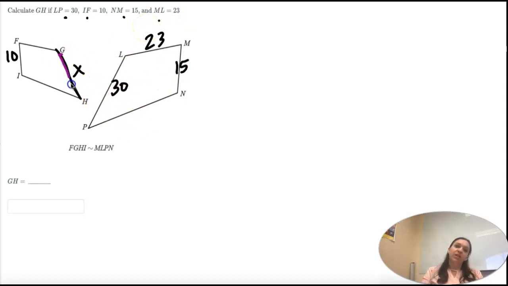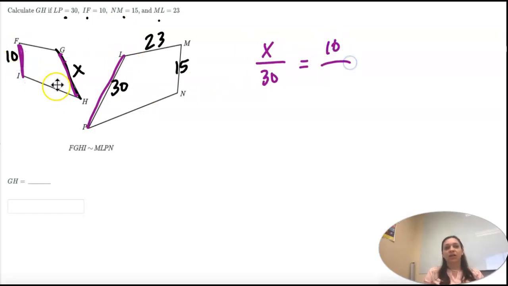We definitely need X. So this is flipped. What side goes with X? It's not 15. It's the one that slants down. So X goes with 30. Make sure you align your sides. And then 10 goes with, going across, 15. So we actually don't need this 23. They give it to us, but we're not going to use it.